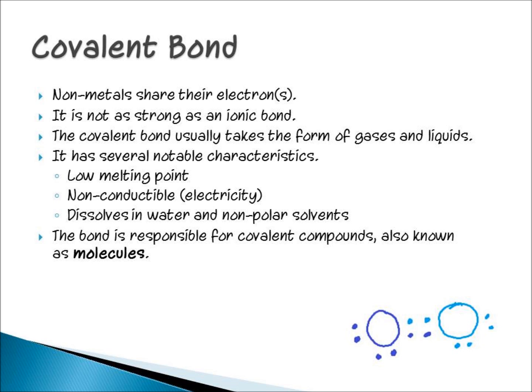A covalent bond is formed when nonmetals share their electrons, which makes it not as strong as an ionic bond. It primarily takes the form of gases and liquids, and also has a few notable characteristics. It has a low melting point and cannot conduct electricity. A covalent bond can also dissolve in water, but unlike an ionic bond, it can also dissolve in nonpolar solvents. Additionally, a covalent bond results in a covalent compound, which is also known as a molecule.